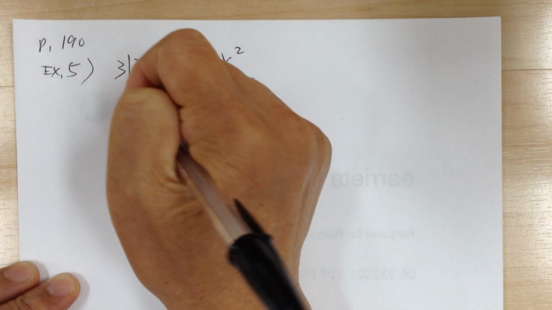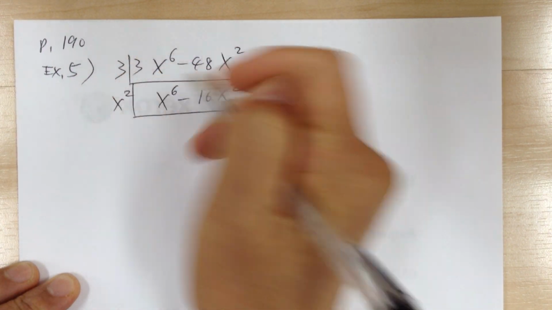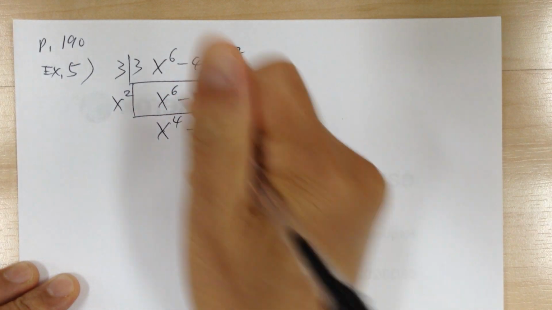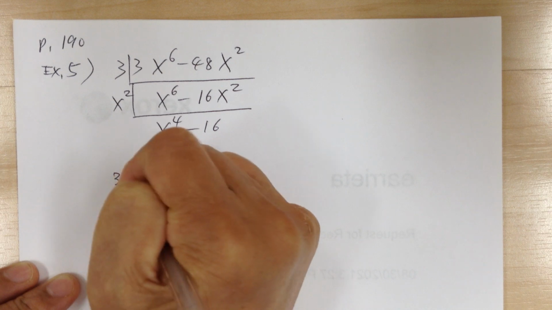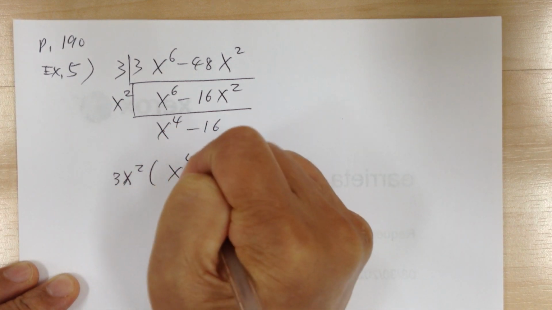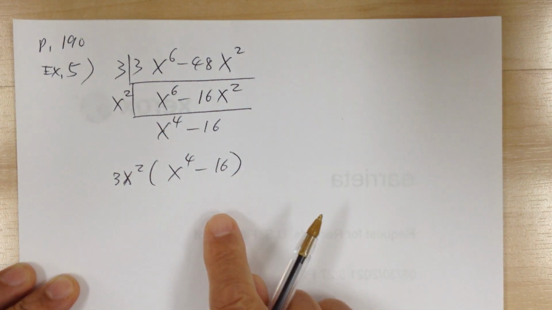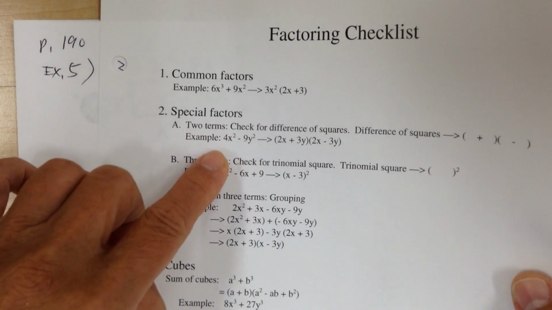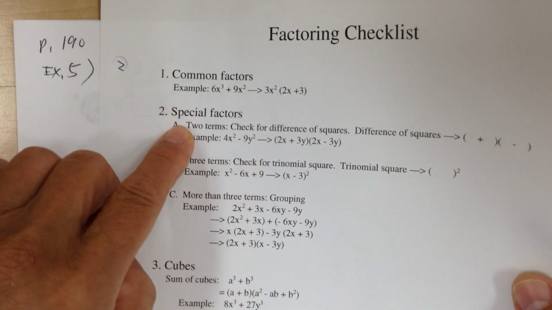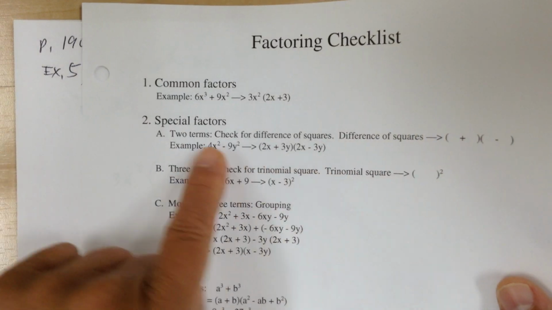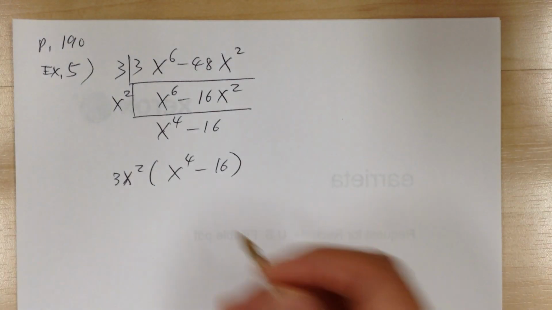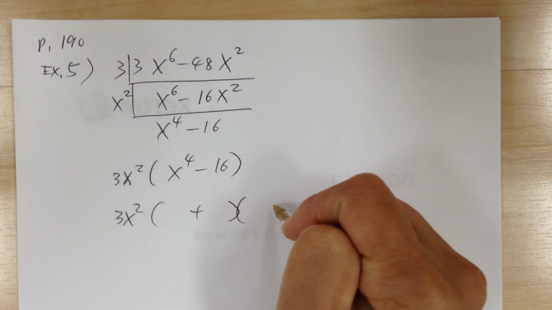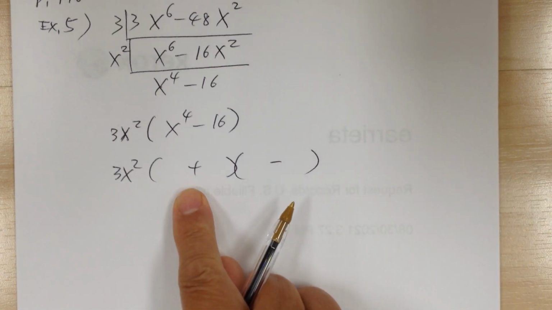And now once you're done with the number, you can factor out the variable. So factor out x squared. So you got x to the 4 minus 16. Okay, so step 1, you're going to get 3x squared times x to the 4 minus 16. Okay, so that's your step 1. Now once you're done step 1, you go to step 2. Now you got 2 terms, right? 2 terms, you have to do the conjugate, right? Difference of squares into conjugates. Okay, and always do the plus first.